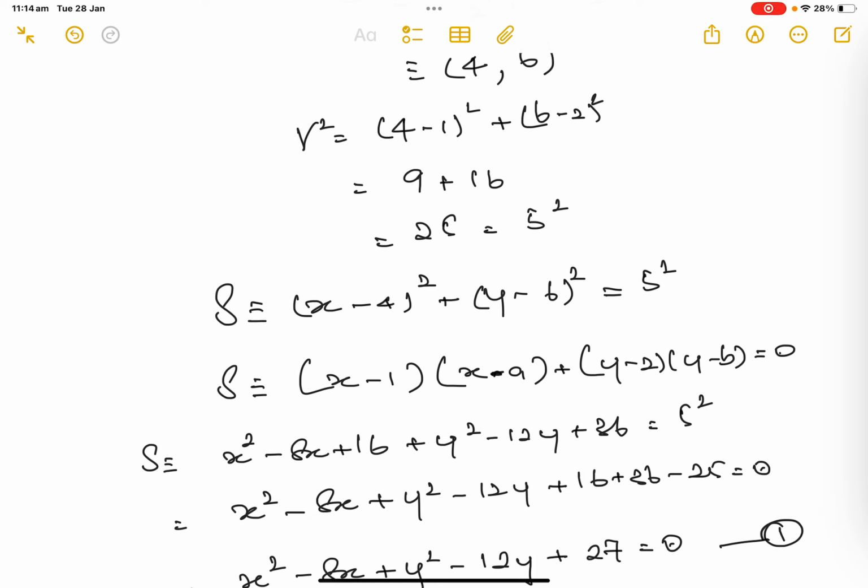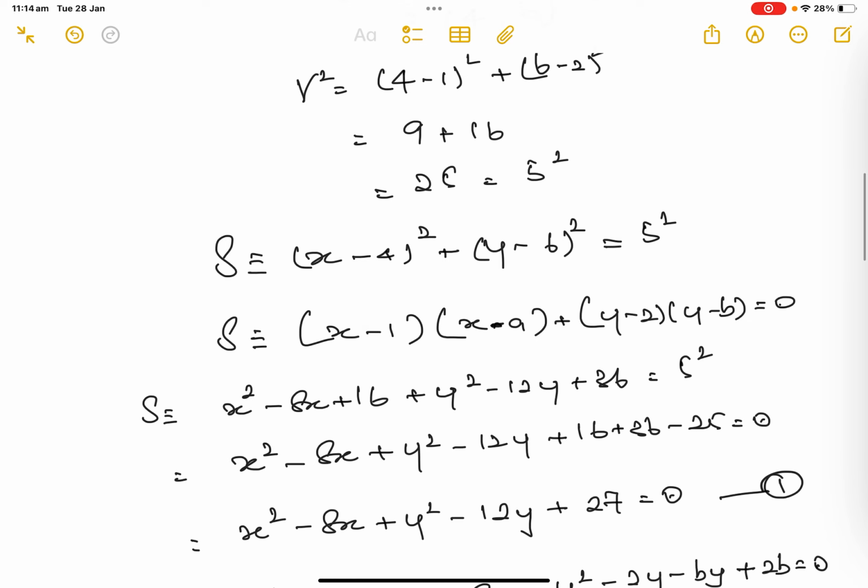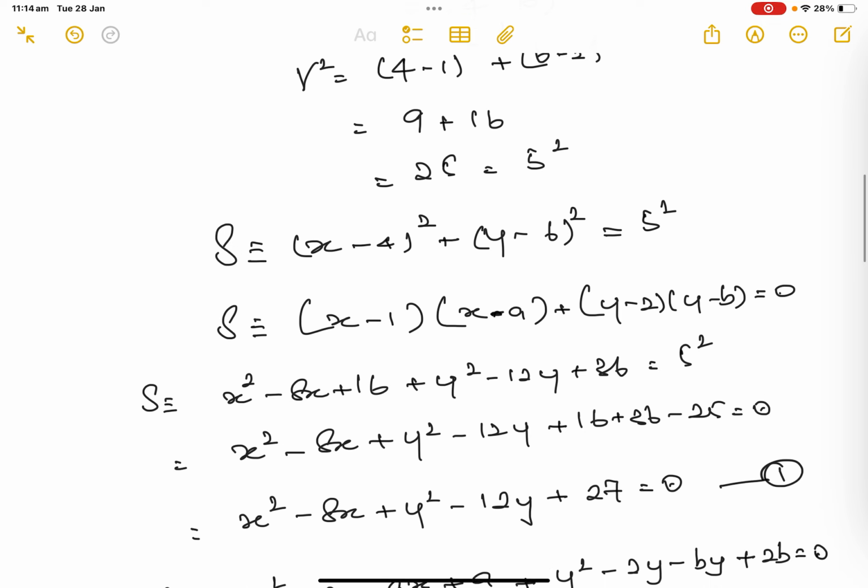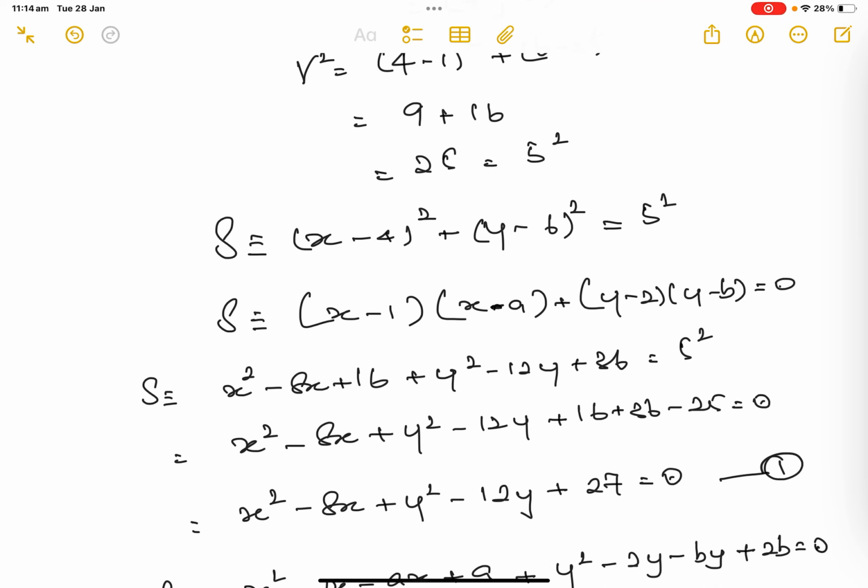With the findings, we can write the equation of the circle S. The equation of the circle is (x − 4)² + (y − 6)² = 5², the center and the radius squared. But we have also been given the equation of the circle, (x − 1)(x − a) + (y − 2)(y − b) = 0. So we have two equations for the same circle, and by equating respective coefficients, we get a and b.